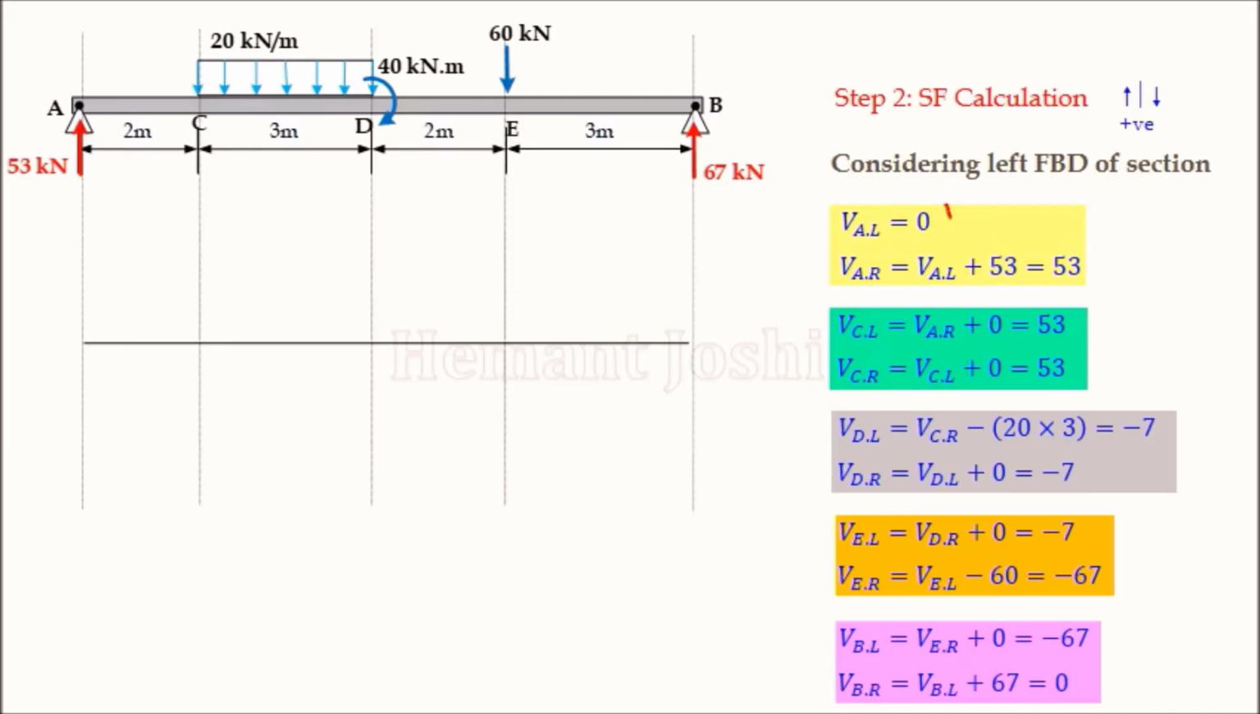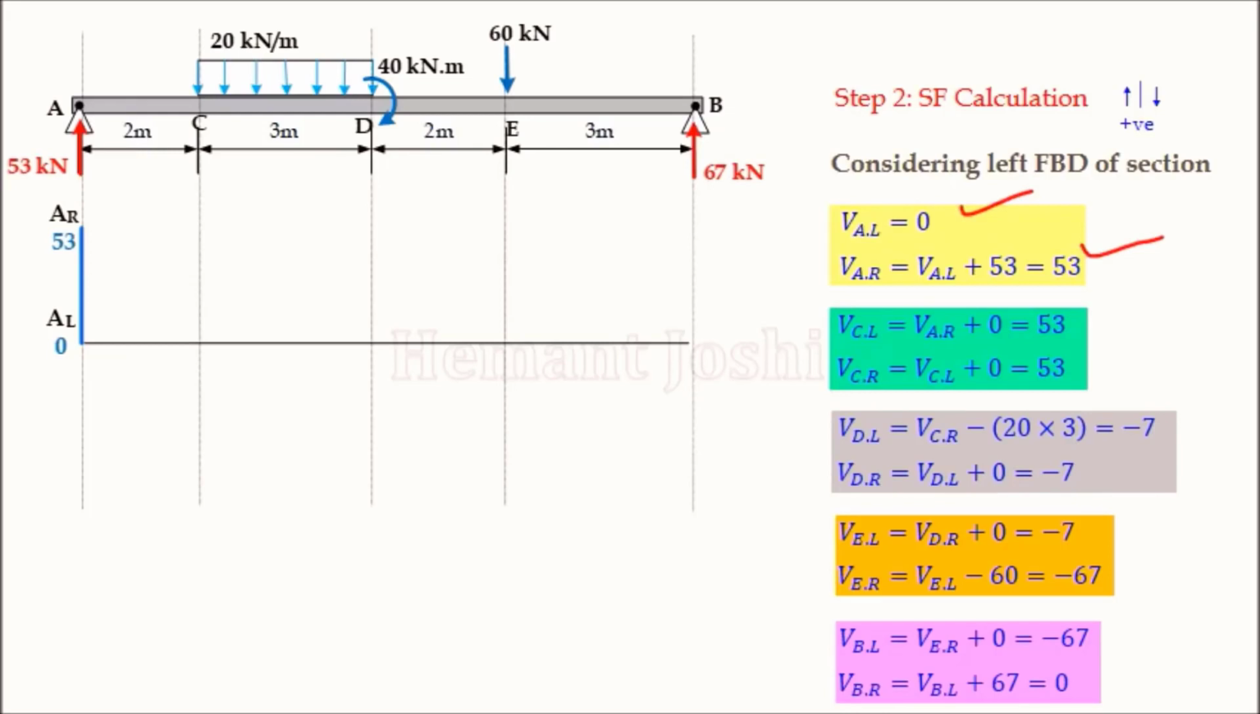So first value is A left. So it is plotted here, A left. Start with 0. Then second value at the same point A, but plus 53. So this is plus 53. And these 2 points are joined. So this is the way first point is plotted.